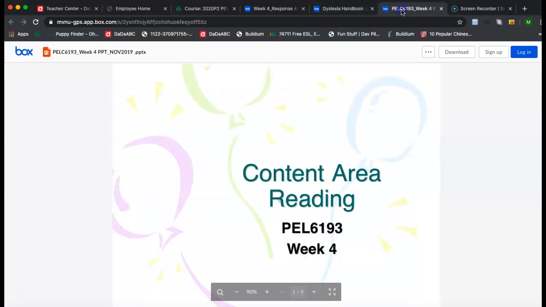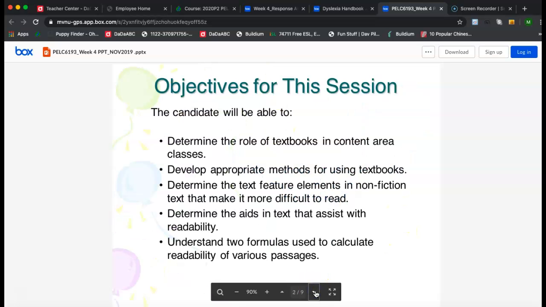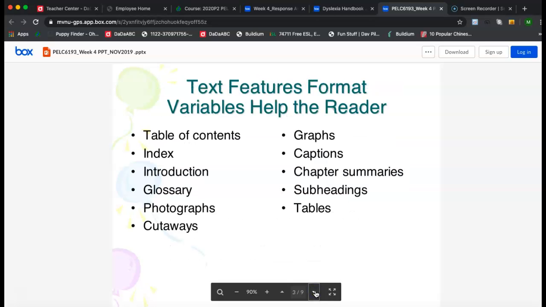PowerPoint this week. There's our objectives that I just went over. Text features that we find in nonfiction. We all know the table of contents and the index, the glossary, the introduction. Think about some other features such as photographs, cutaways, captions, chapter summaries, subheadings, tables, graphs. All of those things are going to help children read informational or nonfiction text better.